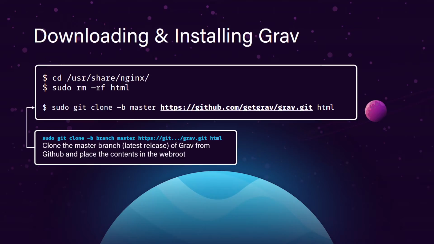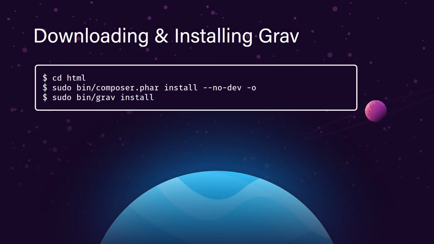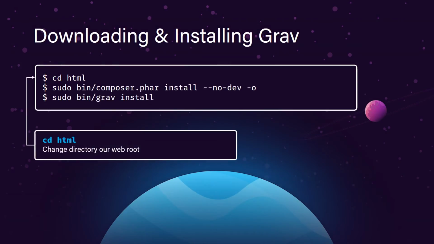and the link is there on screen, and it's also in the description down below if you don't want to type all that out. If you run this command, it'll go to Grav's repository on GitHub, and it will download it into a folder called html, which is our web root. Now that we've cloned Grav into the folder, we can jump into that folder with cd html. Now let's install Grav's vendor dependencies. After you've done that, let's install Grav's plugin and theme dependencies.